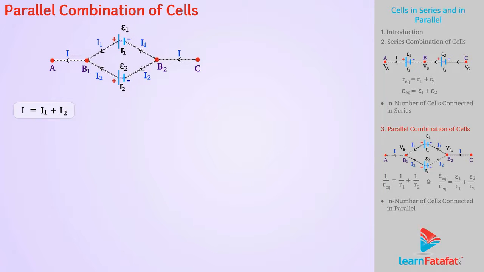Let the potentials at points B1 and B2 be VB1 and VB2 respectively. The potential difference between terminals B1 and B2 for the first cell is V equals VB1 minus VB2, which is equal to epsilon1 minus I1 R1. The second cell is connected to points B1 and B2, same as the first cell. So the potential difference is V equals epsilon2 minus I2 R2.